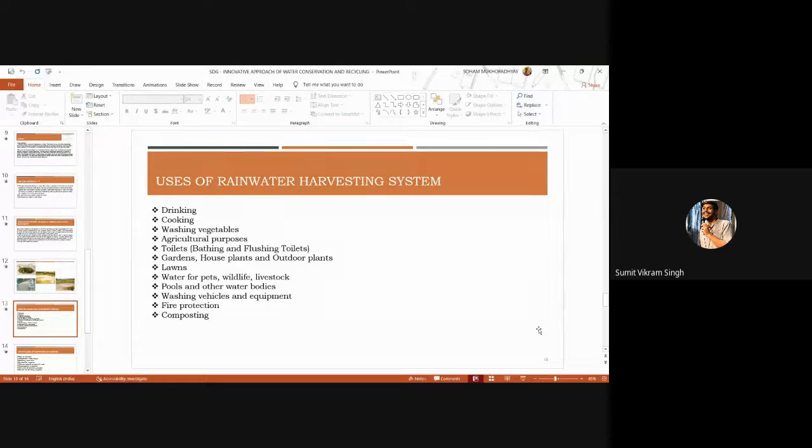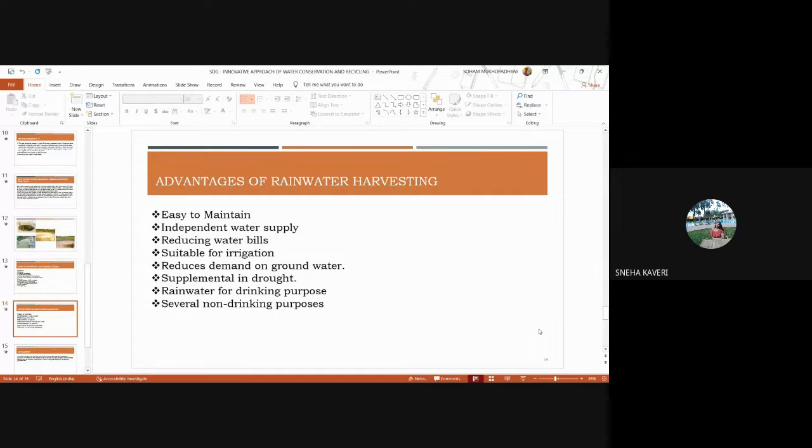So here I wind up from my side and head towards the advantages portion, which will be covered by Sneha. Thank you, Sumit. So yes, the next slide is all about the advantages of rainwater harvesting.